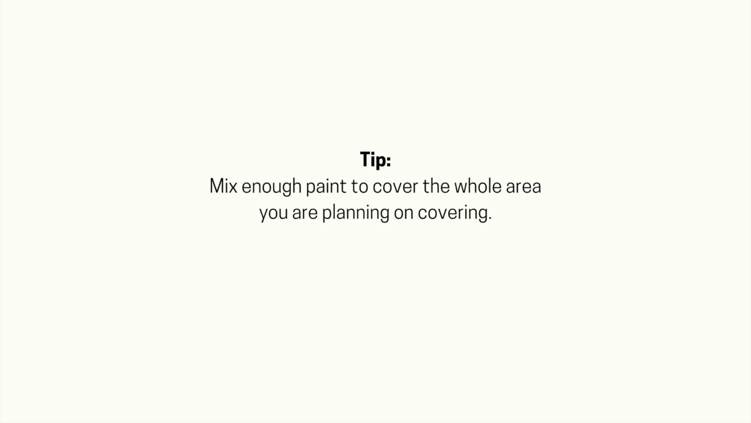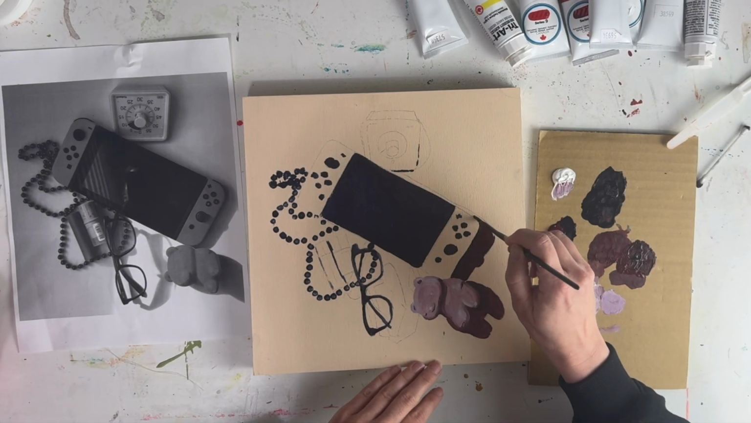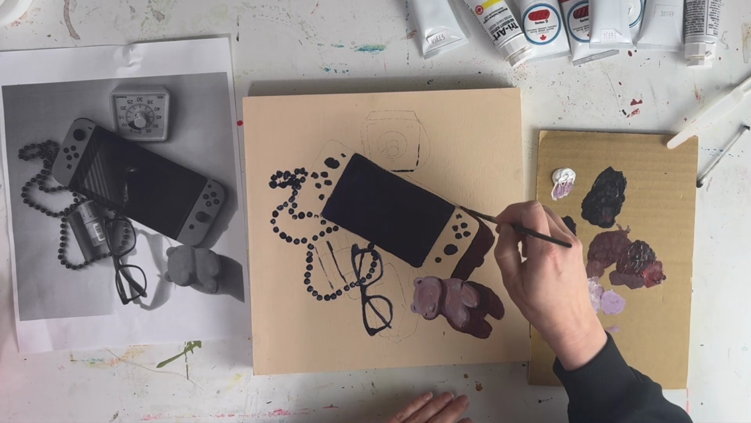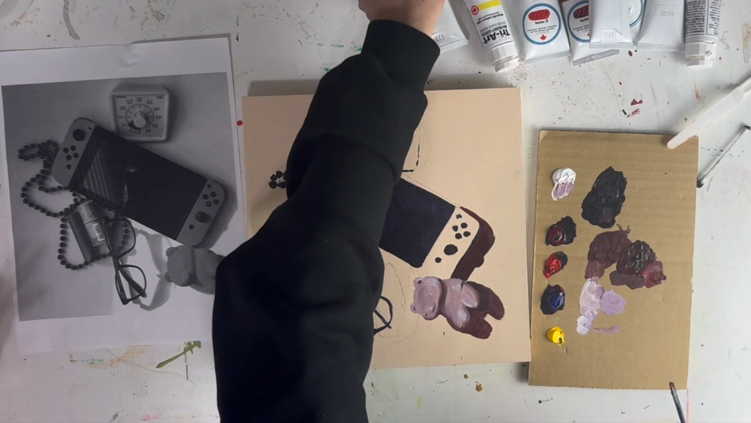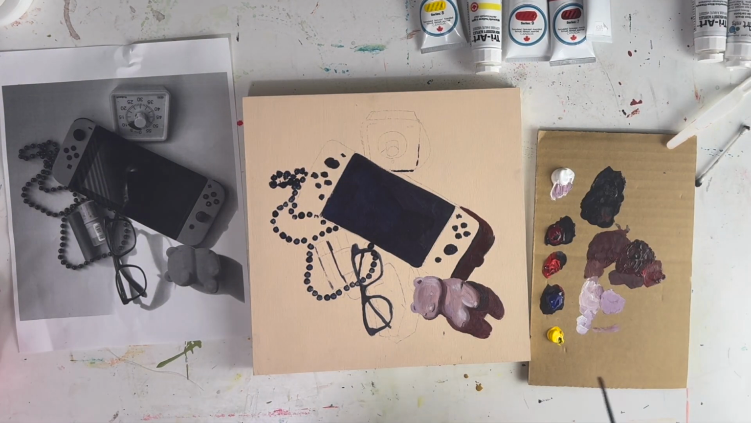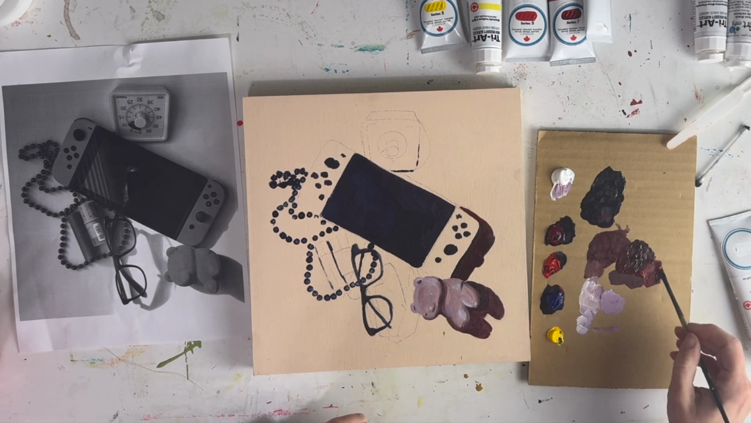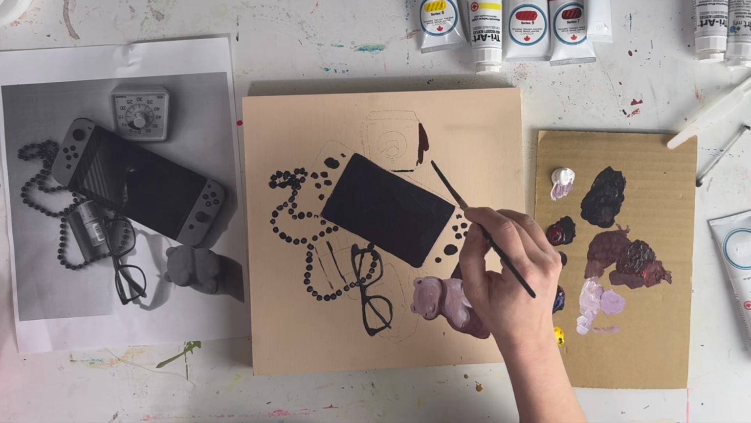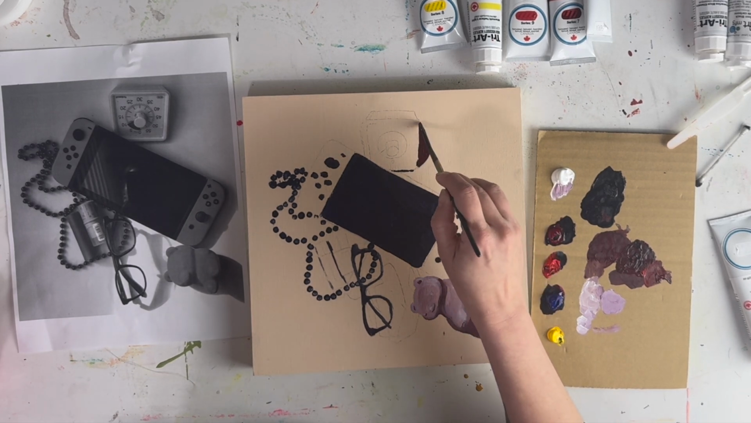Make sure that you mix enough paint to cover the whole area that you're planning to cover. It's easier said than done. Because I was working with such small amounts of paint, and this is a small canvas too, only 10 inches by 10 inches, I had the problem where I would often run out of paint before I finished painting an area.